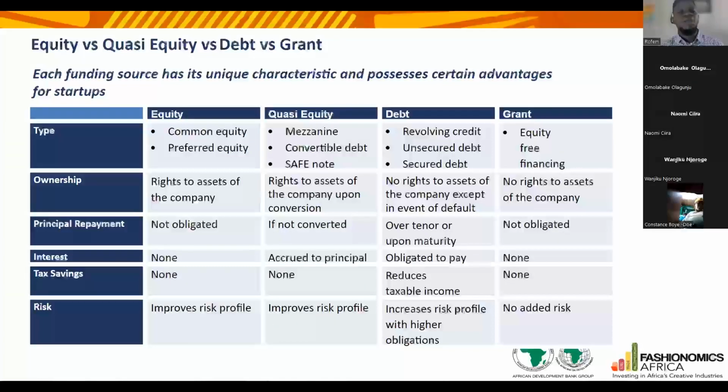They will also have voting rights, and basically the difference between the equity and quasi-equity and debts is that there is no repayment of principal. The only time in which the shareholder gets their money back is when they sell their shares, or when the company buys back their shares. Then there's no interest element to it, although preferred equity might have some interest element to it, but it's structured as a dividend.